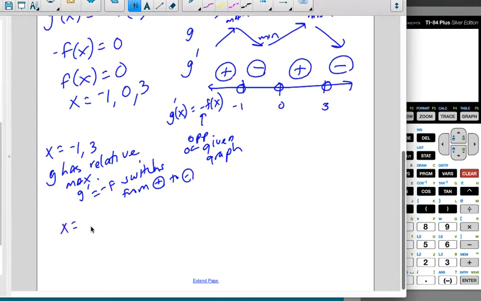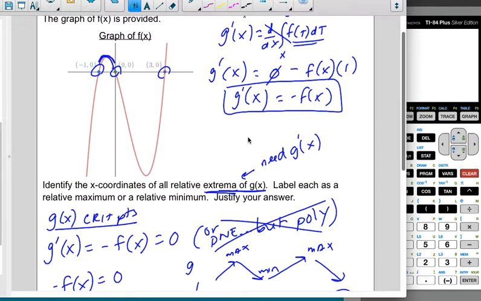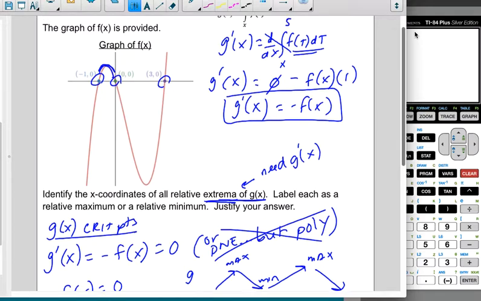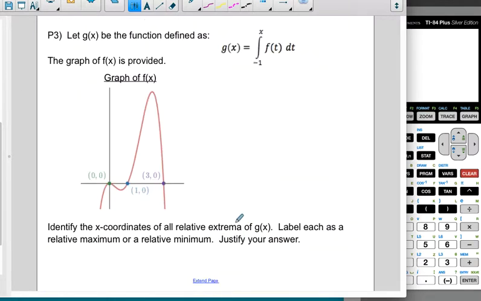And at x equals 0, g has a relative minimum because g prime, which is the same as negative f, switches from negative to positive, okay? So again, I don't know anything else about the graph. I just know the relationship between f and g, and I'm looking for sign changes, right? Because that's what we need to know for relative maxima and minima values. All right, go ahead and try a P3.